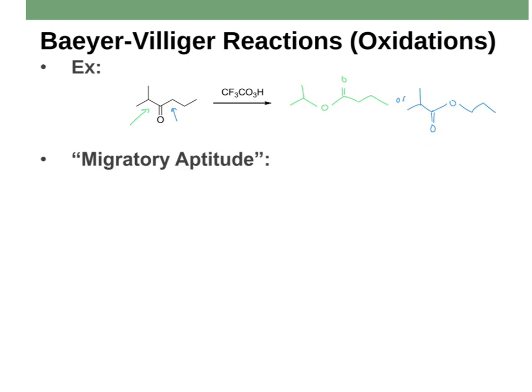And so we need to talk about the migratory aptitude. And again, the migratory aptitude basically is just talking about how likely that group is to move. And you all kind of have talked about this before when we did carbocation rearrangements. So migratory aptitude just talks about the rate at which a group moves. And again, we saw this with carbocation rearrangements also.